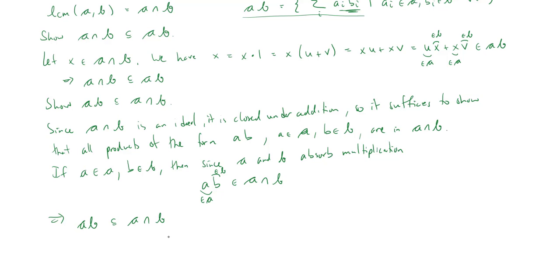But now we have both containments, right? Thus, AB equals A intersect B. And remember, A intersect B is our definition of the least common multiple of A and B. All right, so that was the first part of the problem.